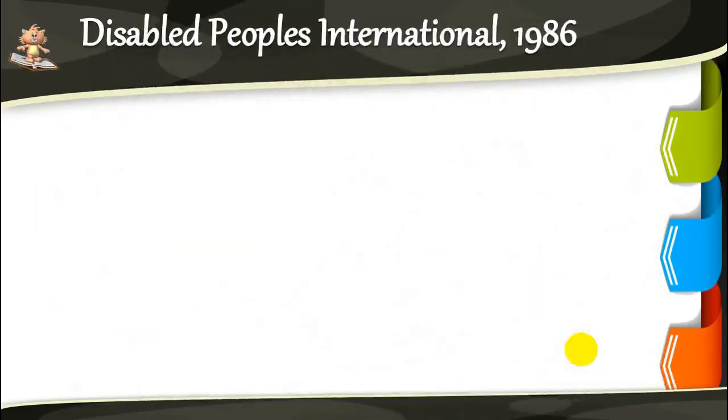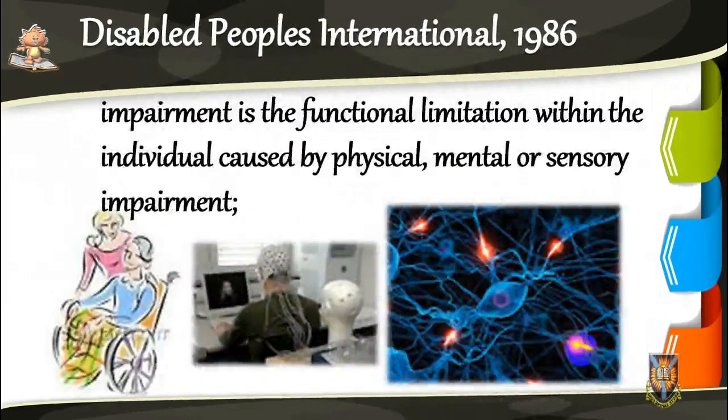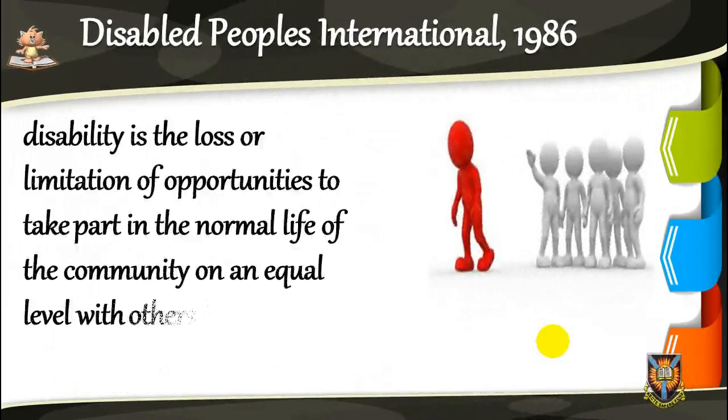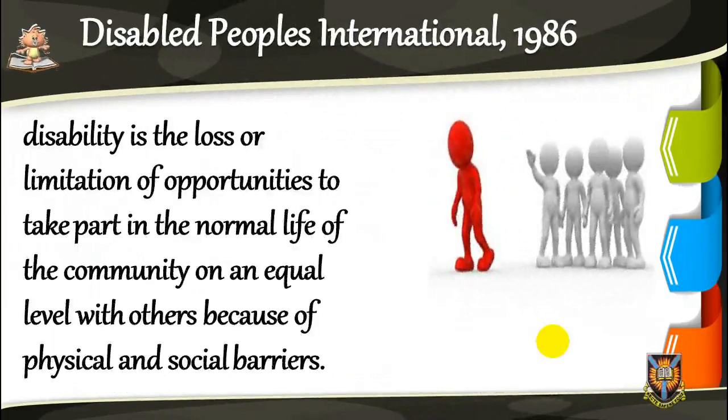Impairment is the functional limitation within the individual caused by physical, mental, or sensory impairment. Disability is the loss or limitation of opportunities to take part in the normal life of the community on an equal level with others because of physical and social barriers.